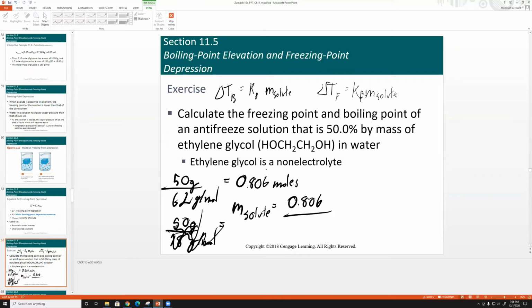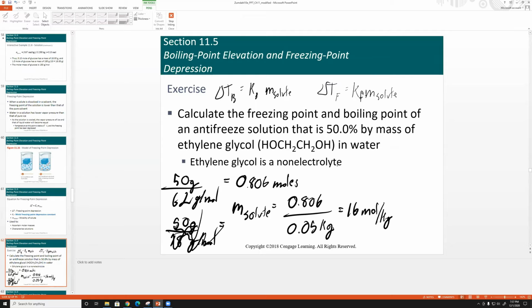0.806 divided by kilograms of solvent. Now the kilograms of solvent, since we assumed 50 grams here, we can say it's 50 grams of the solvent water, 0.05 kilograms. That's 50 grams. And what do we get for the molality? 16, nice. Sounds good to me. So that's 16 molal. So that's going to be 16 moles per kilogram. Okay.